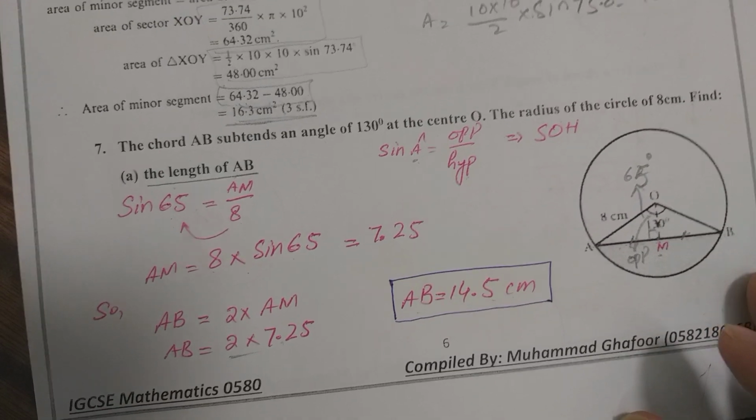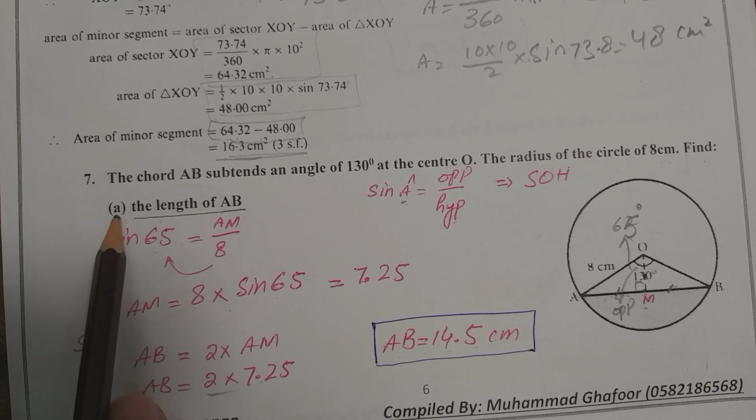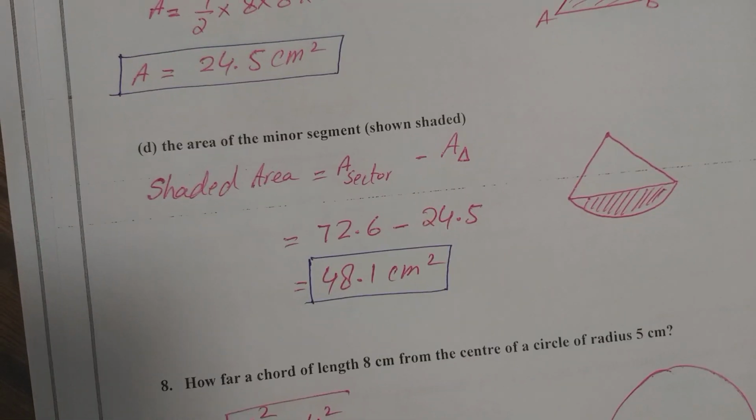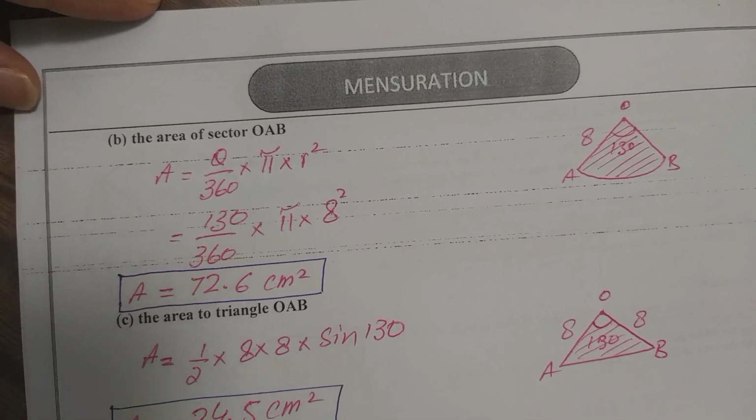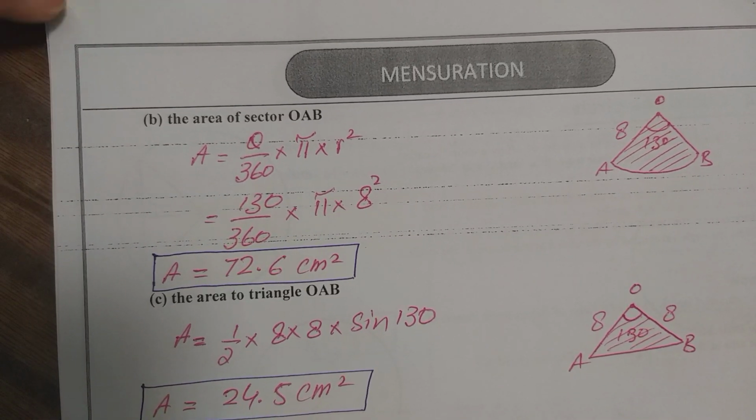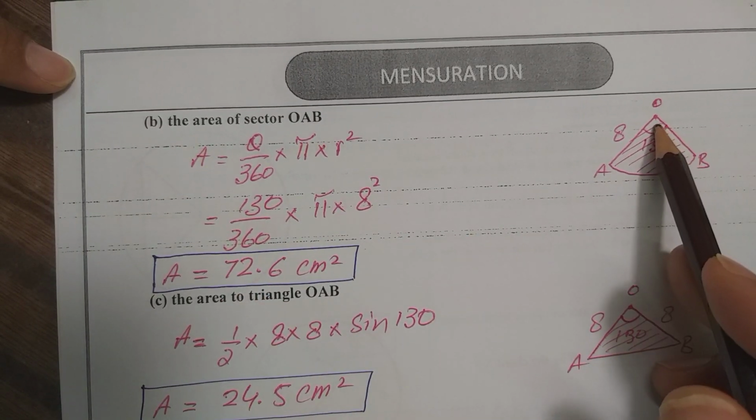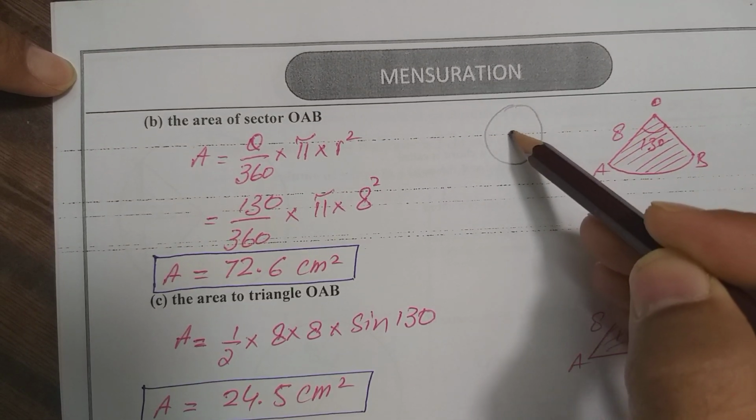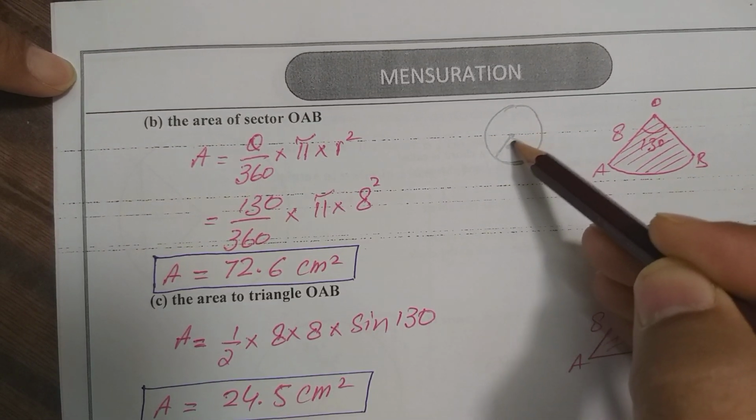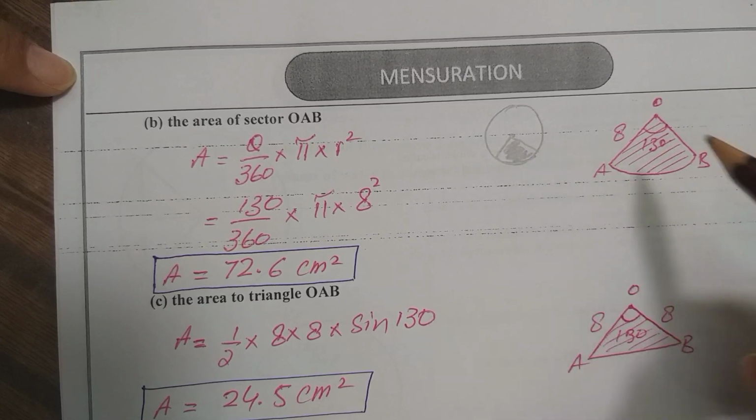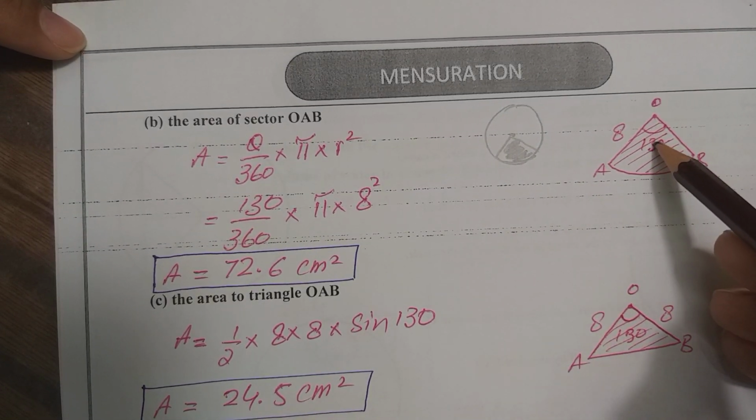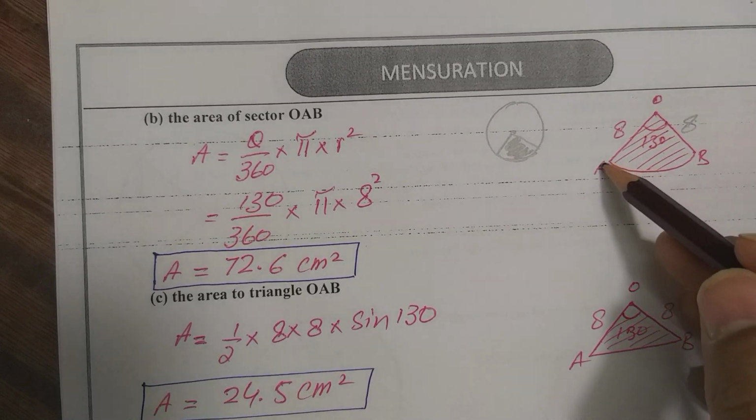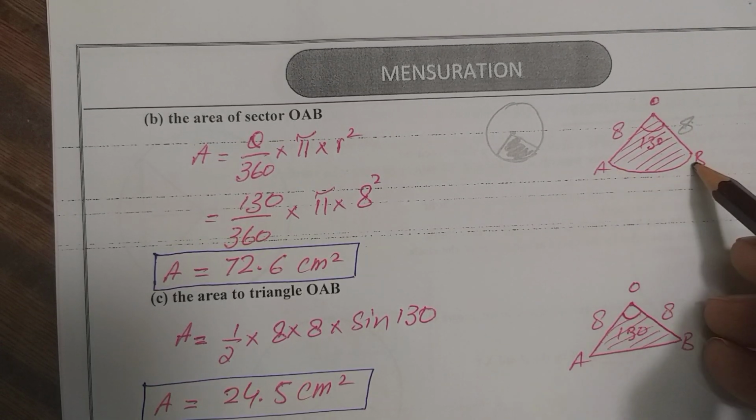Okay, let's see, this is the seventh question, part A. In the second part, we need to find the area of the sector, so I took only the small part of the area of the sector, because if this is the complete circle, this is called the area of sector. So I took only this small part, in which we are given angle 130 degrees, radius is 8, this is also 8, and this is the curve part, AB.